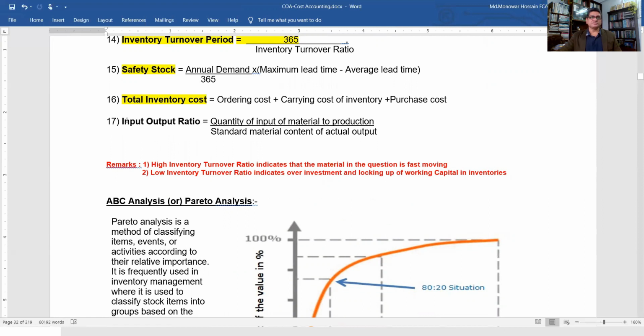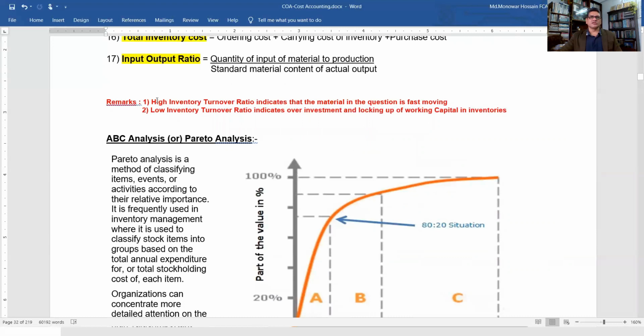Input output ratio: we'll find out quantity of input of material to production divided by standard material cost content of actual output. So one thing, a high inventory turnover ratio indicates that the material is fast moving. A low inventory turnover ratio indicates over investment and locking of working capital in inventory.